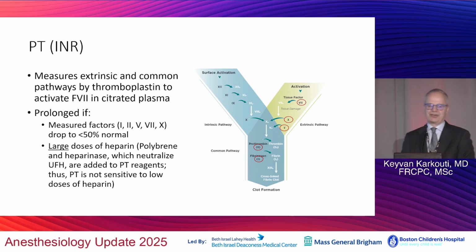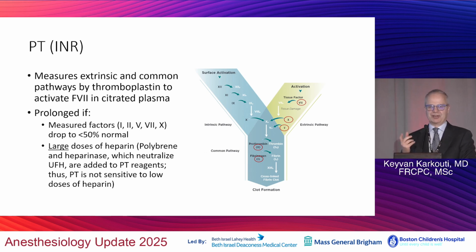INR, on the other hand, is designed to measure the extrinsic factors and the common pathway. Now, the activator they use is thromboplastin. It activates factor 7, so you get factor 7A. And it's elevated if any of those factors drop below 50% of normal.